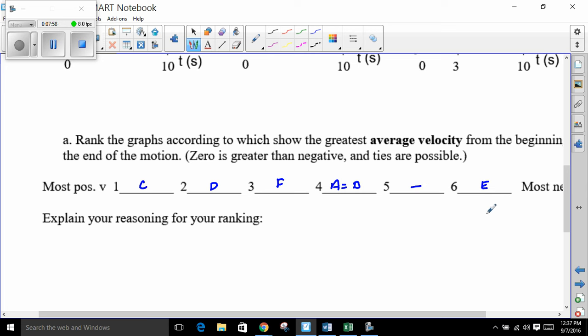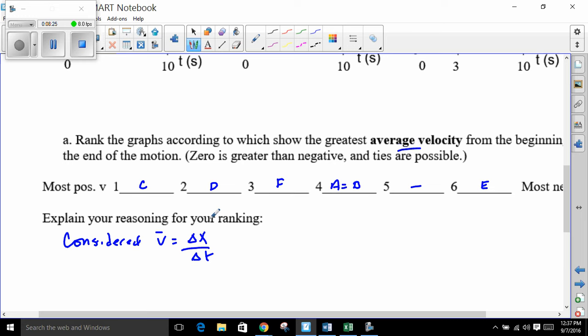Since we're talking about average velocity, I considered the average velocity as displacement over delta t. And it said specifically to make 0 greater than negative and ties are possible. So the first one was C.